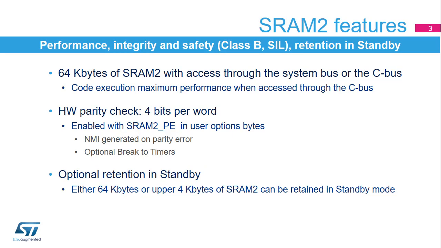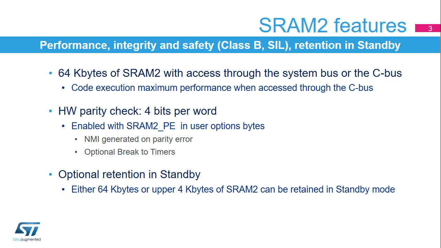The 64 kilobytes of SRAM 2 is particularly suitable for performance, integrity, and safety and low power. Code execution has maximum performance when accessed through the CBUS. The SRAM 2 supports parity check. The data bus width is 36 bits because 4 bits are available for parity check. 1 bit per byte is used in order to increase memory robustness, as required, for instance, by Class B or SIL standards. Class B and SIL are safety standards. Class B is for home appliances, and SIL for the safety integrity level.